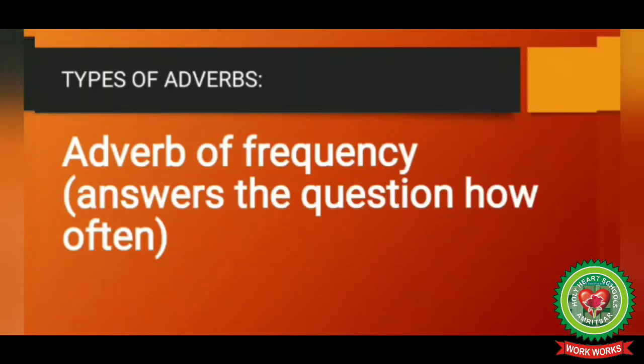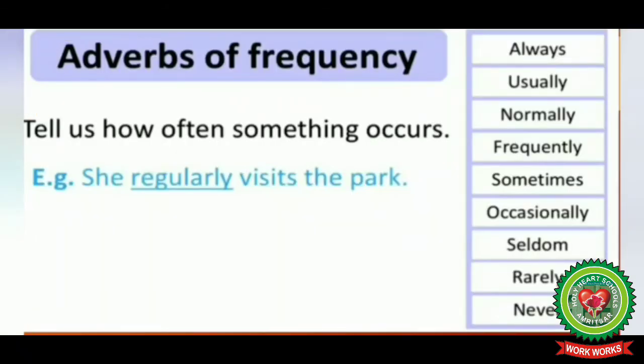Our next type is adverb of frequency. Adverb of frequency answers the question how often. Adverbs of frequency tell us how often something occurs, how often or how many times something is done. And different words used for adverbs of frequency are always, usually, normally, frequently, sometimes, occasionally, seldom, rarely, never.